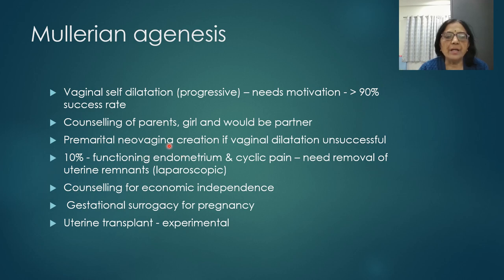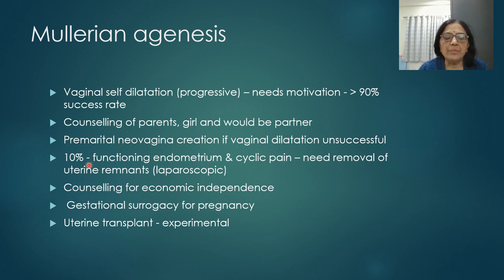Now if it is not successful, the next line of treatment is premarital neo-vagina creation, and at that time it is important to also counsel the would-be partner. Premarital neo-vagina creation is advocated about 6 months prior to the marriage, because then the need for progressive vaginal dilatation postoperatively will be for a lesser duration, and the chances of restenosis will be less. So the first line is always progressive vaginal self-dilatation, and if it is not possible, then we should go for a vaginoplasty or neo-vagina creation.